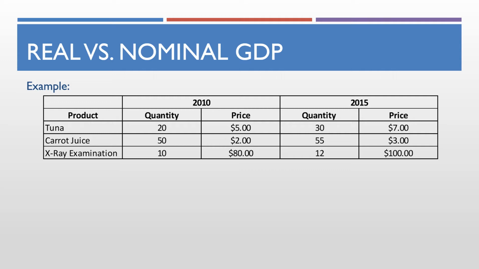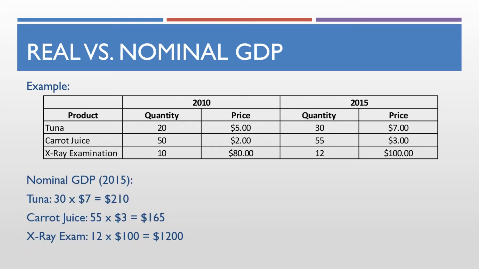If we are going to calculate the nominal GDP in the year 2015, we are going to use the total quantity of tuna, which is 30 units, times the price of each unit, which is $7, and that's basically $210 for total production of tuna. For carrot juice, we have a total of 165, and X-ray examinations is 1,200 in the year 2015. Once we sum all these production values, we get the nominal GDP in 2015, which is 1,575.